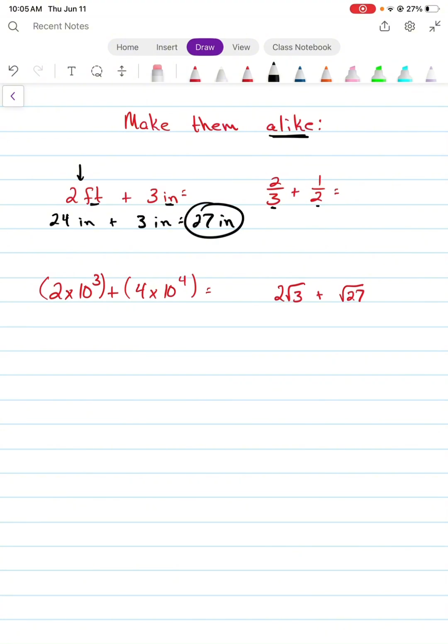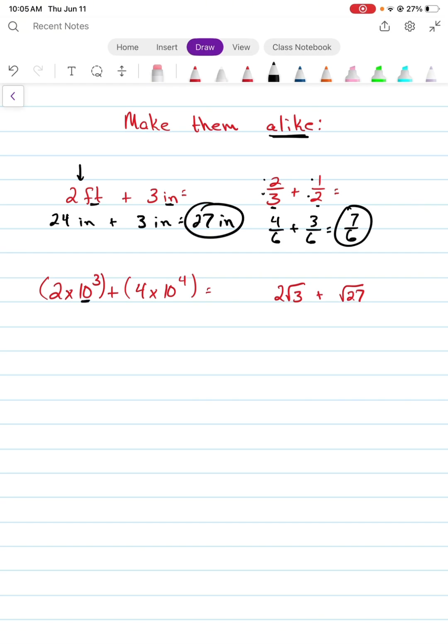Fractions. Notice these bottoms are not alike. We can make them alike. We can multiply top and bottom here by 2, gives me a 4 out of 6. We can multiply top and bottom here by 3, gives me a 3 out of 6. Now, look, the bottoms are the same. They're alike. Things can be added or subtracted when they're alike.